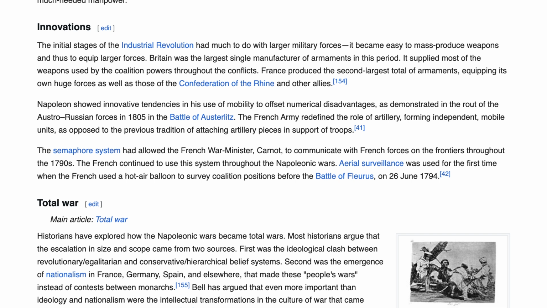The semaphore system had allowed the French War Minister, Carnot, to communicate with French forces on the frontiers throughout the 1790s. The French continued to use this system throughout the Napoleonic Wars. Aerial surveillance was used for the first time when the French used a hot air balloon to survey coalition positions before the Battle of Fleurus, on 26 June 1794.